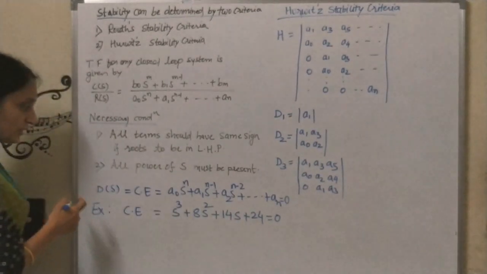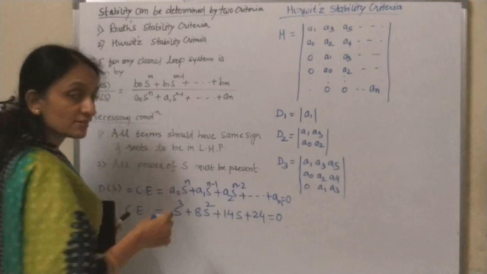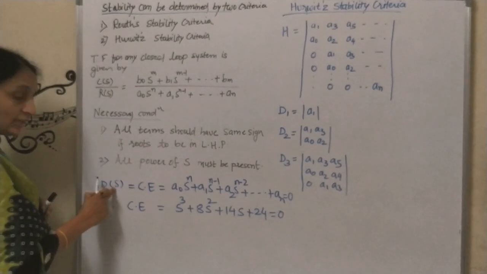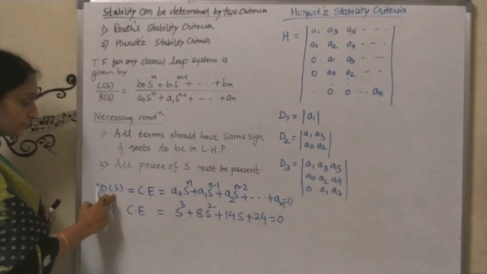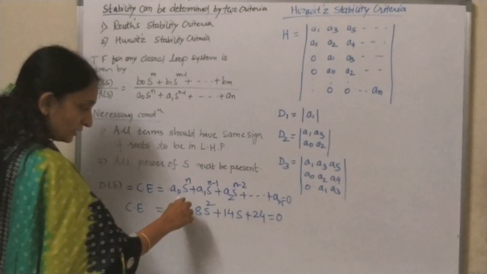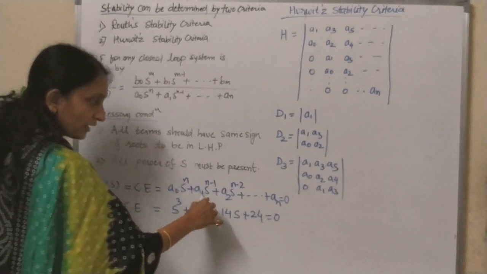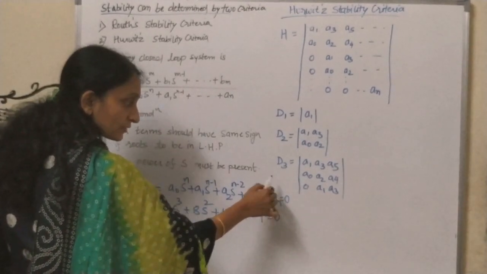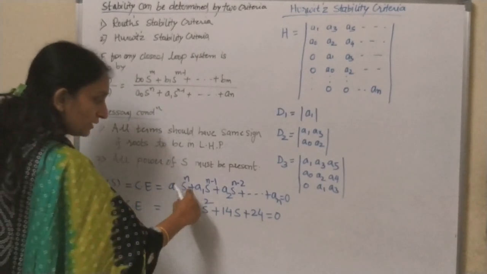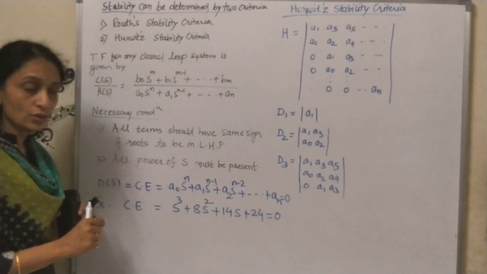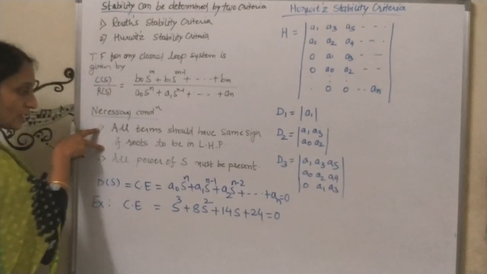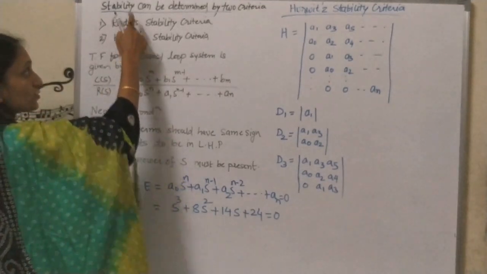Okay, now the second condition, all power of s must be present. All power of s, look at this characteristic equation. Here I have written d of s, that is denominator. We know that when we equate denominator to 0, we get a characteristic equation. So you can see here s starting from s raised to power n and last term is an s raised to power 0. We know that s raised to power 0 is 1. So all the powers of s are present here. No term or no power of s should be absent. So these two are necessary and sufficient condition for these two criteria.